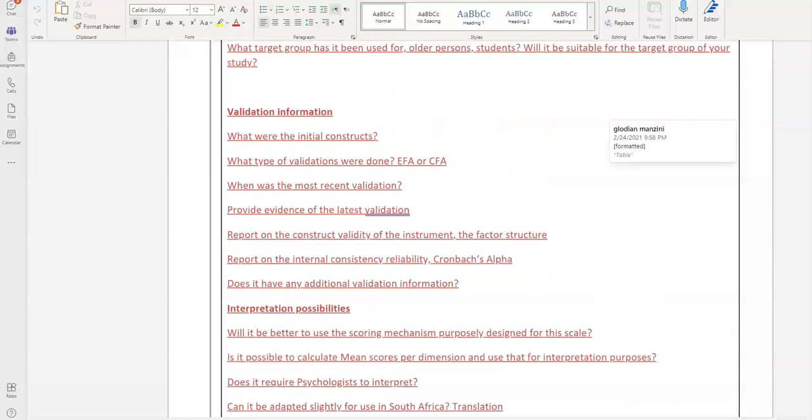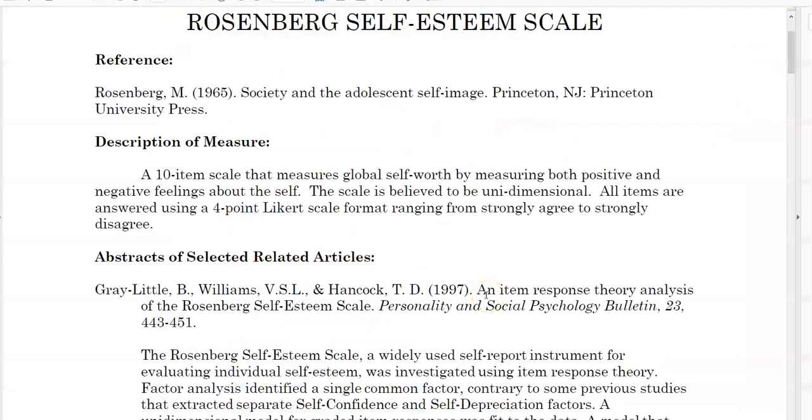Right, so let me go back to the Rosenberg self-esteem scale. Okay, and I guess you can all see the Rosenberg self-esteem scale here. So maybe it's a good idea if you use the set of criteria in the research proposal, so that you can follow the discussion and know what kind of information you need to report on.